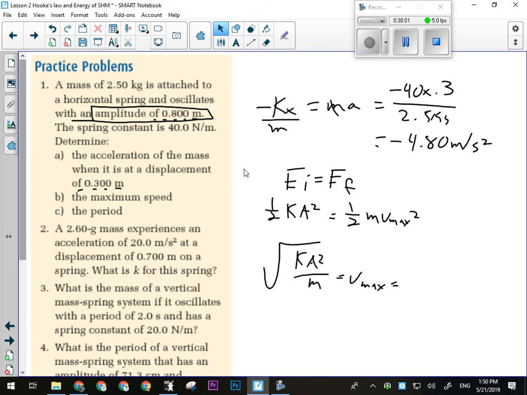Then to calculate the period, T equals 2 pi times the square root of m over k. We've got k, we've got the mass, so we can calculate the period pretty easily there.